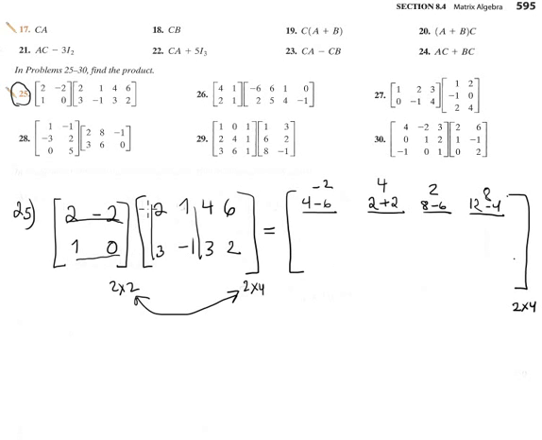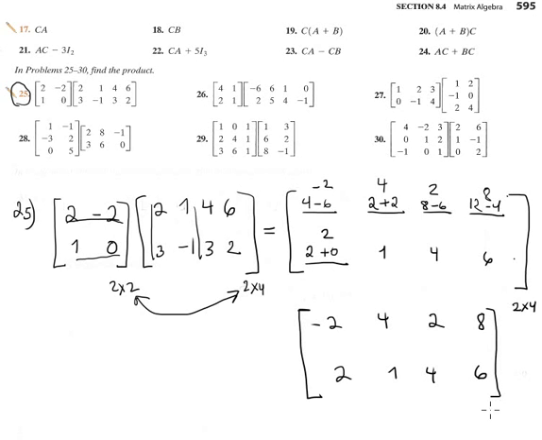Now second row and the first column is 2 plus 0 is just 2. This and this is 1 and 0 is gone. This one. The other is 4 and 0 is 4. And the other is 6 and 0 is 6. And the final answer is -2, 4, 2, 8, 2, 1, 4, and 6. And the matrix is 2 by 4.